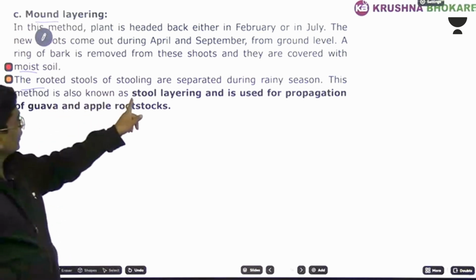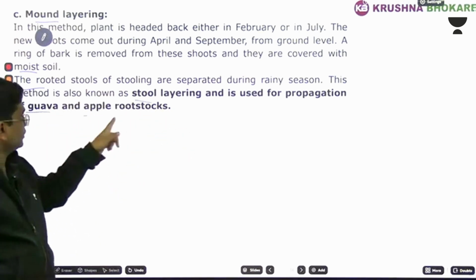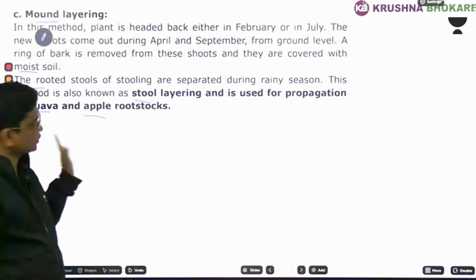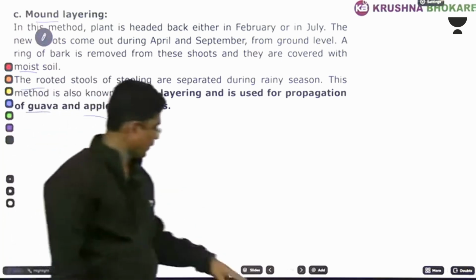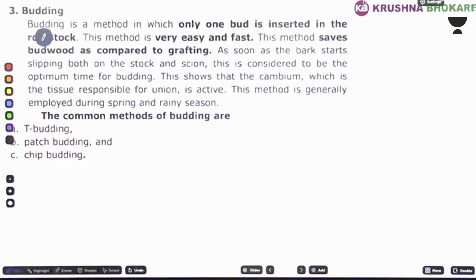This method is known as stool layering and is used for propagation of guava or apple rootstock, दोनों के लिए काम करता है ये, ठीक है. Not for apple, it is for apple root stock propagation, ठीक है. Then budding, what happens in the budding?